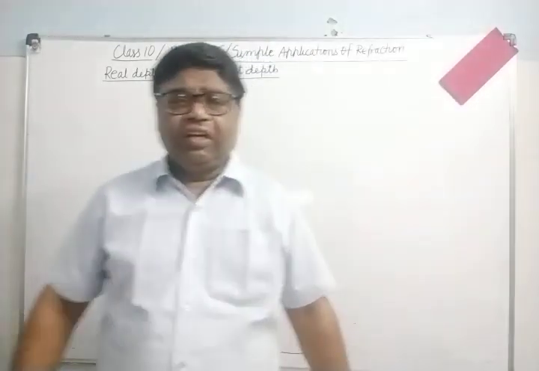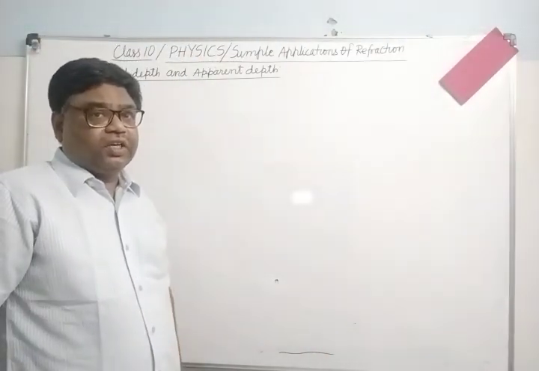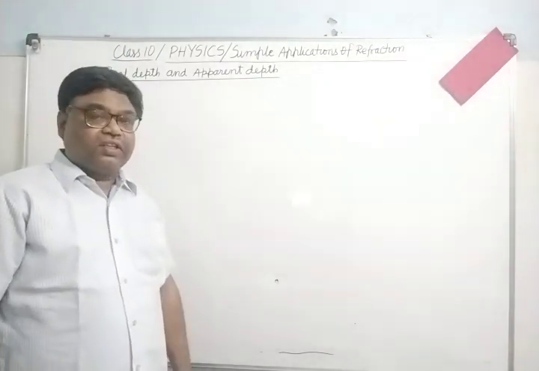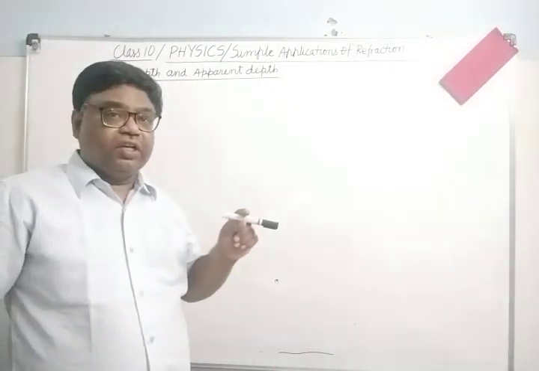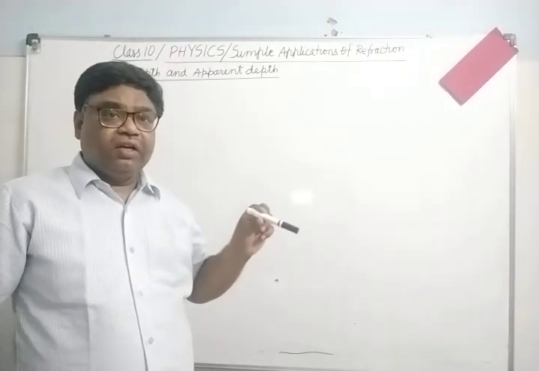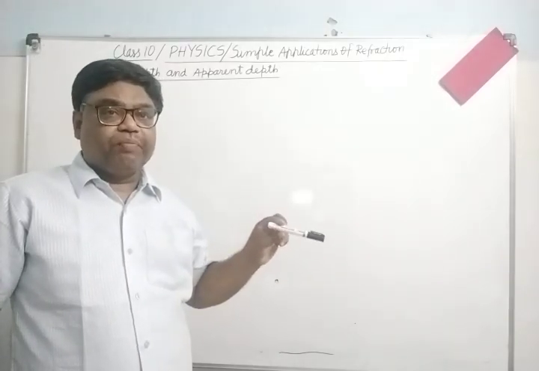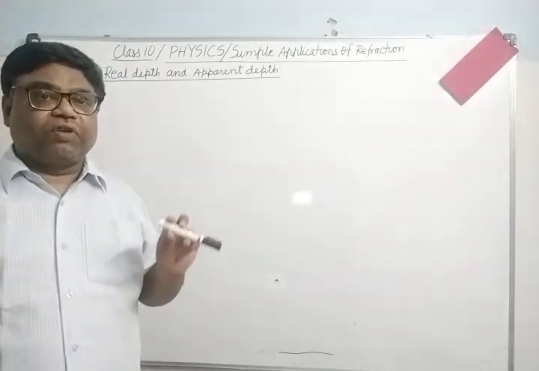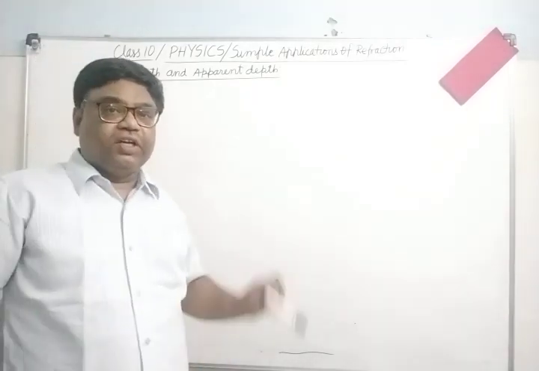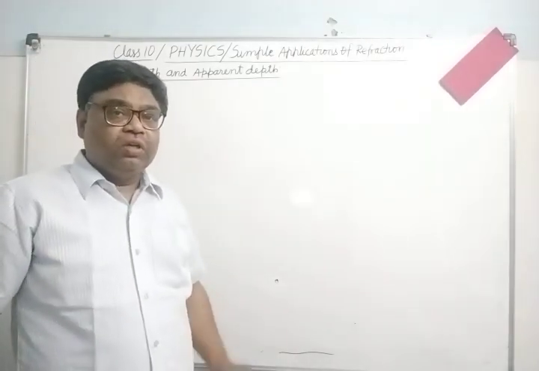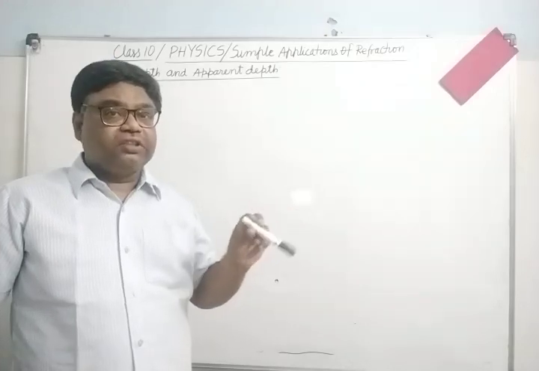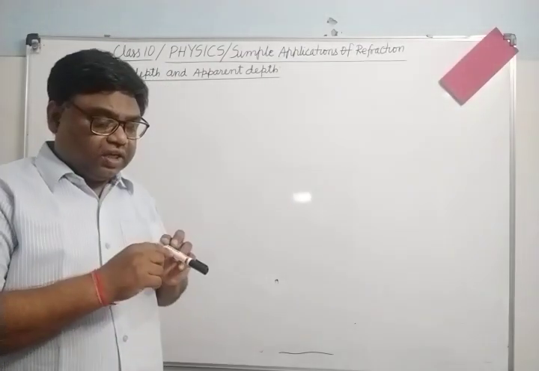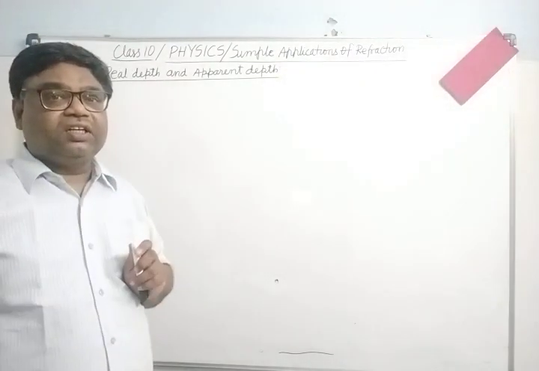Hello students, in this lecture today we will study the simple applications of refraction. What is the reason that when we immerse a stick or a pen in water, partly outside and partly inside, and it is dipped obliquely, it appears to be bent and short? It appears bent and short means it becomes slanted, and its length decreases.